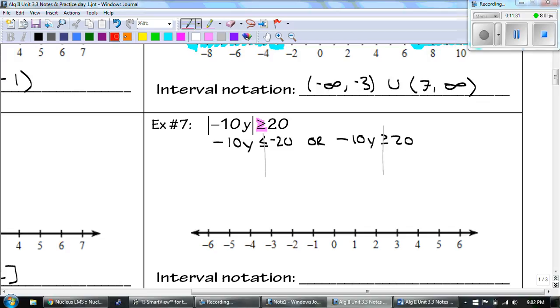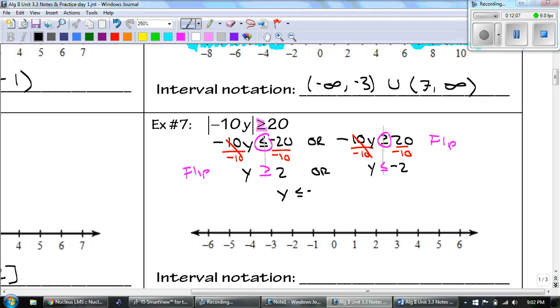Okay, so I have to divide by -10. And when I divide by -10, I have to flip. So we get y is greater than or equal to +2. And then I'm going to do the same thing with my other inequality. Sorry. Y, we have to flip, and then we get -2. Okay? So this is my or statement, and then I'm going to write those two in order.